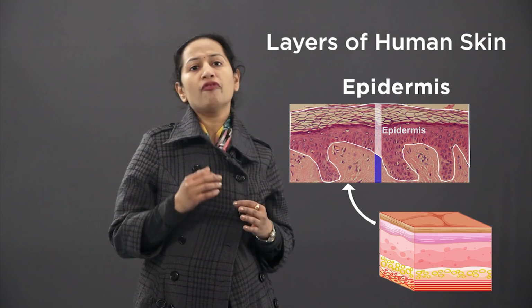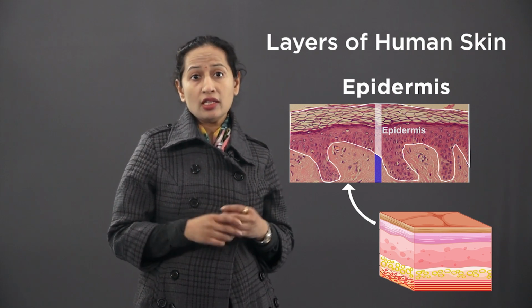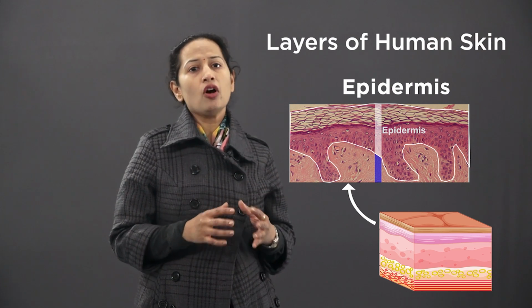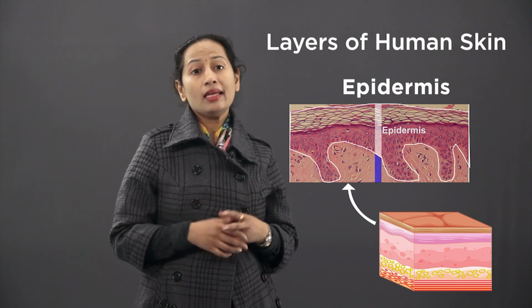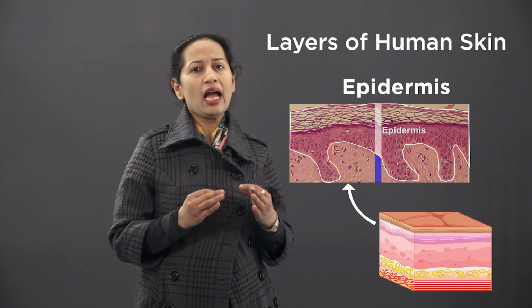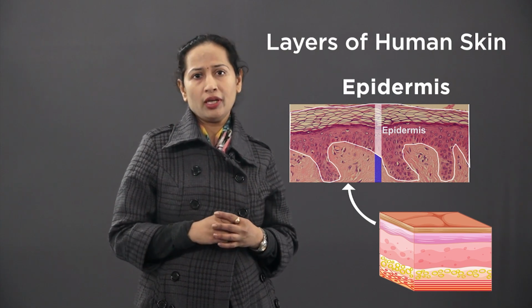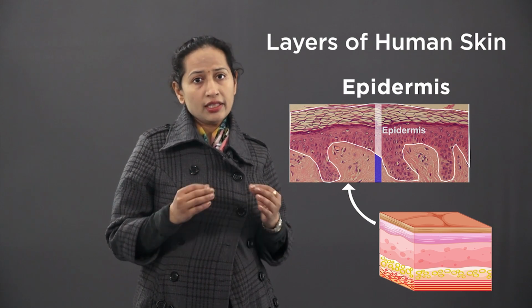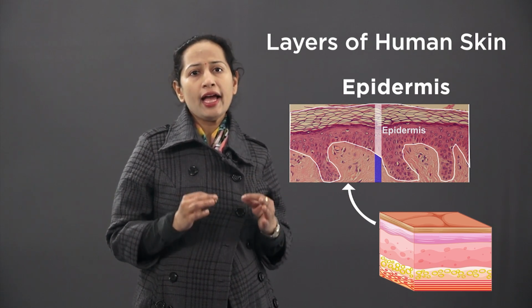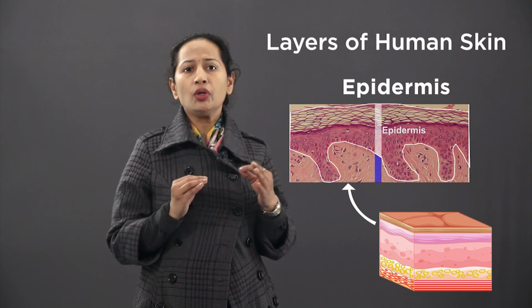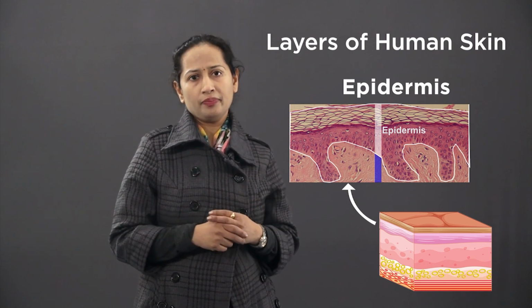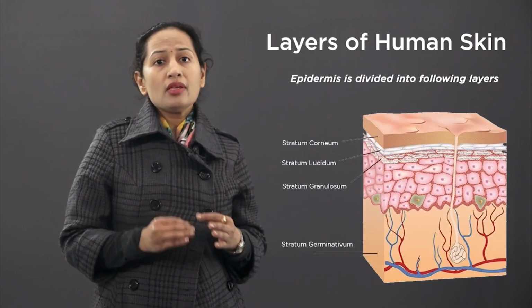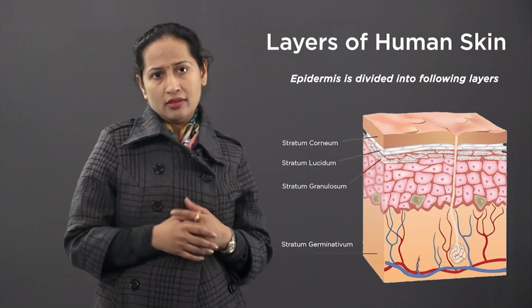It serves as a barrier for infection, as it is waterproof and prevents the loss of water from the body. The epidermis also prevents the entry of foreign bodies into the body. It does not have a direct blood supply, as it contains no blood vessels and all nutrients are transferred to it from the dermis layer. The epidermis is further divided into the following layers.